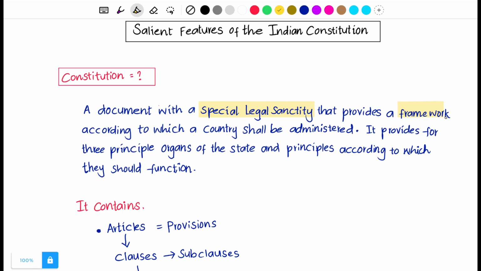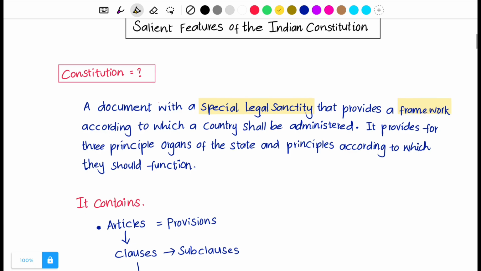The Constitution is basically a document or a book with a special legal sanctity. That means it is the highest book, or the supreme book, which has rules to govern this country. It has a framework, which means a structure in which a country should function. It provides for three principal organs. We all know the three principal organs are legislature, executive and judiciary, and principles according to which those three organs should function. Simply put, it is a supreme book, or the utmost superior law of the country.